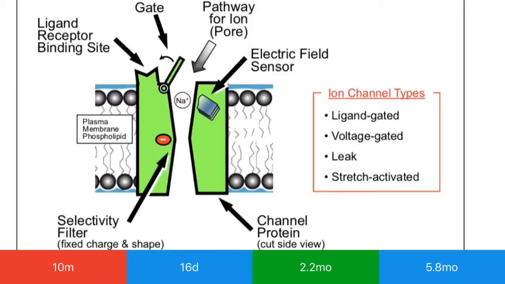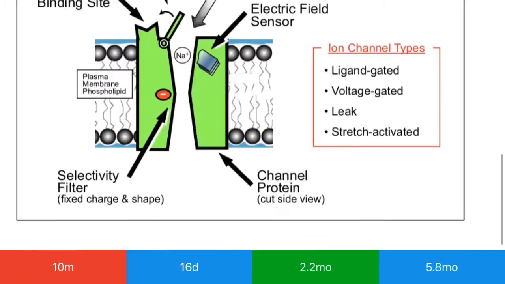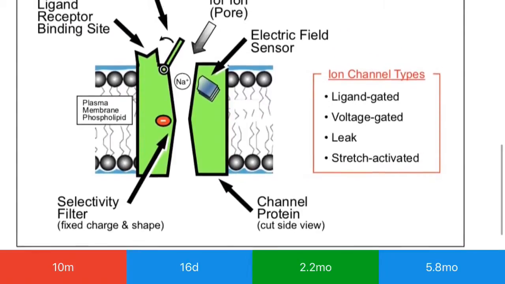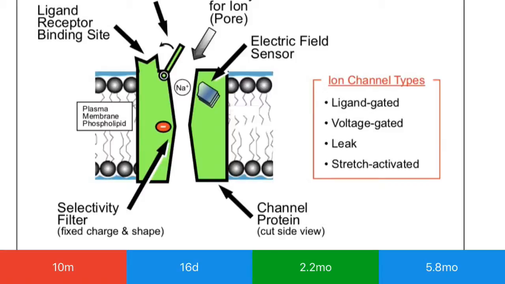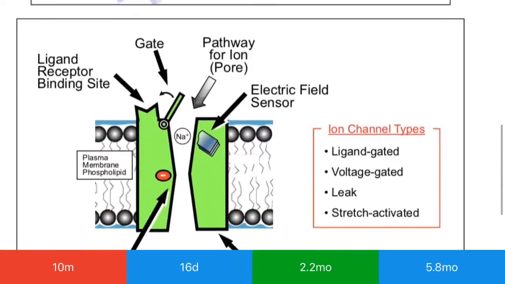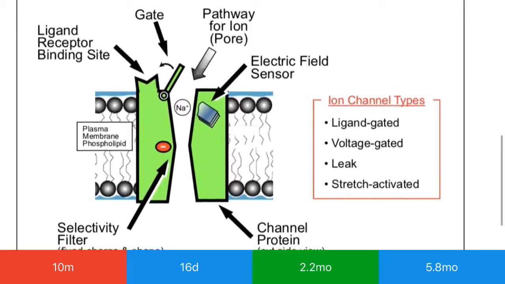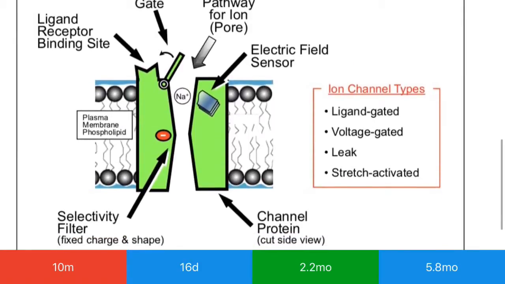Electric field sensor. Isn't that the same as the selectivity filter? It's part of the same apparatus. It should be classified that way. Otherwise, what does the electric field sensor do? Perhaps it changes the shape. Oh, I know. The electric field sensor changes the shape of the pore of the channel as the ion enters it, and then there's a selectivity filter that decides whether it changes shape all the way and permits it to go through. That would make sense.